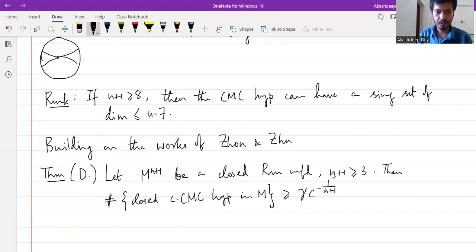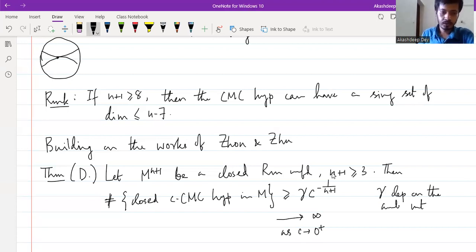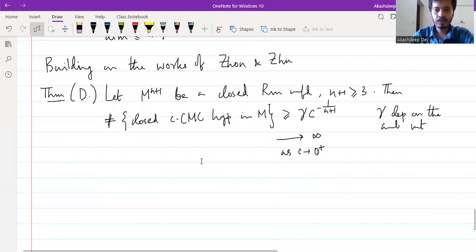So n+1 is the ambient dimension, and gamma is a constant which does not depend on c, but gamma depends on the ambient metric. So in particular, this number tends to infinity as c tends to 0 plus. So the number of closed CCMC hypersurfaces in M tends to infinity as c tends to 0 plus. And to prove this theorem, we need the properties of the volume spectrum.